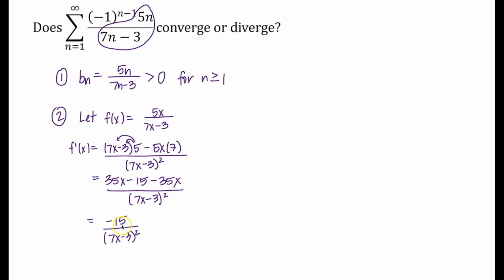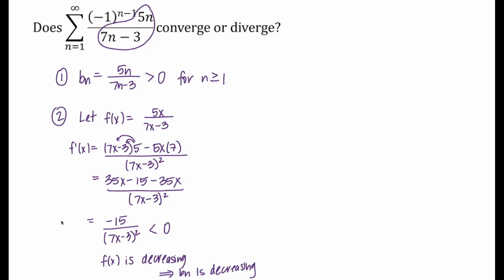All right, well, this is always negative. The denominator is always positive. The numerator is a constant, which is always negative. So this is always less than 0. So f of x is decreasing. And again, by extension, b sub n is decreasing as well.